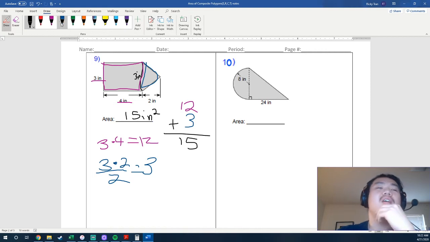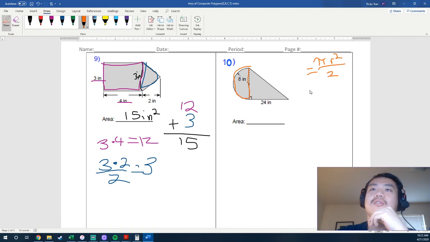All right, I'll just keep going. So semicircle first. Okay, pi r squared divided by 2. Okay, so pi 8 squared divided by 2.